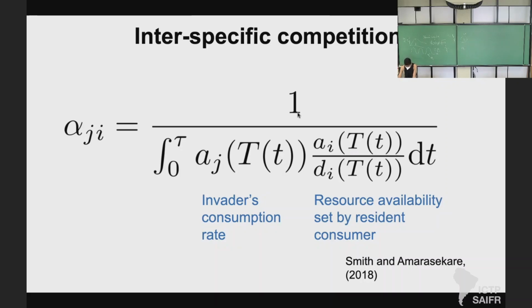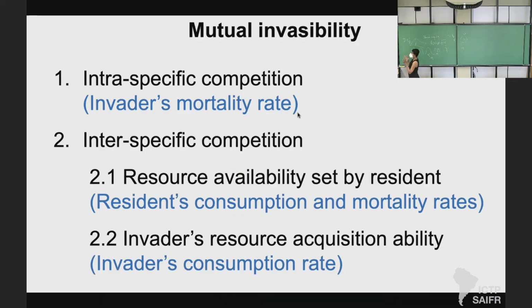And so now mutual invasibility, we can see, depends on these two things. Obviously, intraspecific competition, which for the invader is determined by its mortality rate. Interspecific competition has two components: resource availability set by the resident, which is determined by the resident's attack and mortality rate, and the invader's resource acquisition ability, which is determined by the invader's attack rate. This is all we have to know, right?